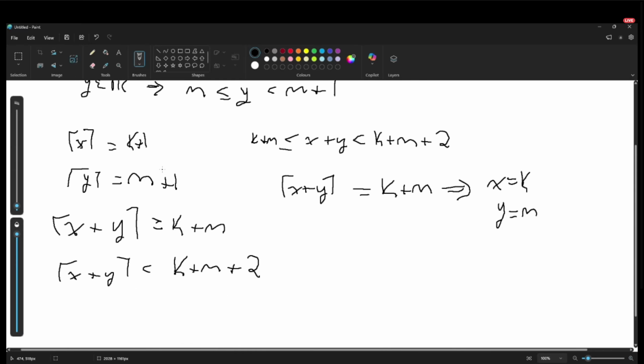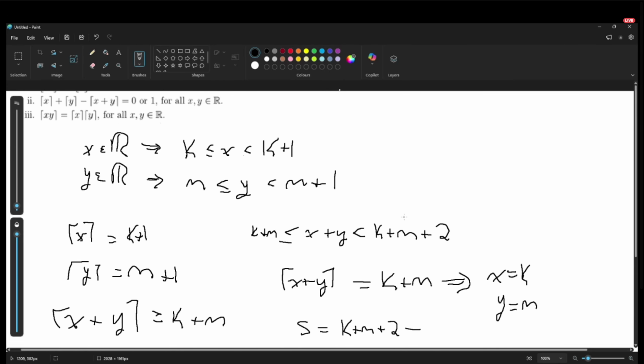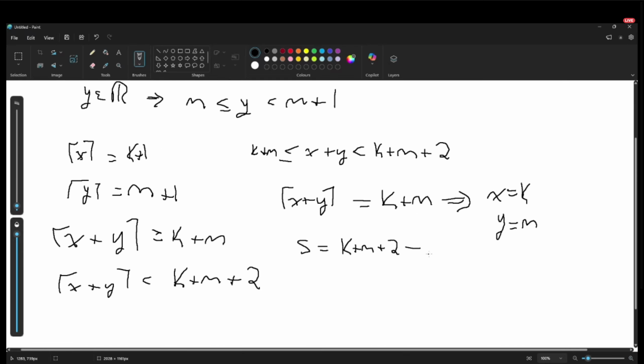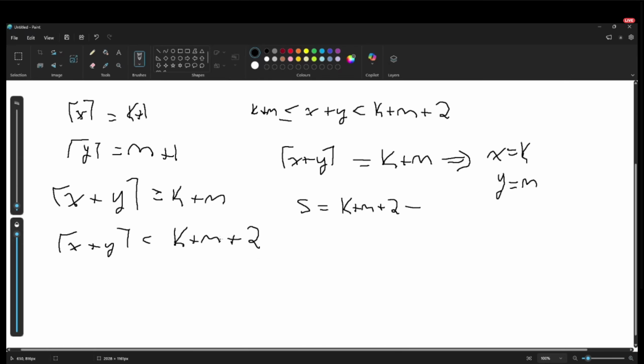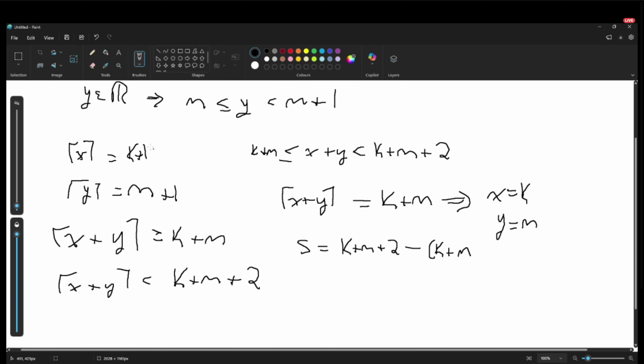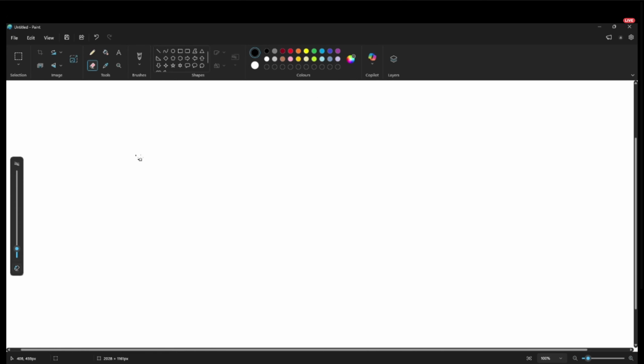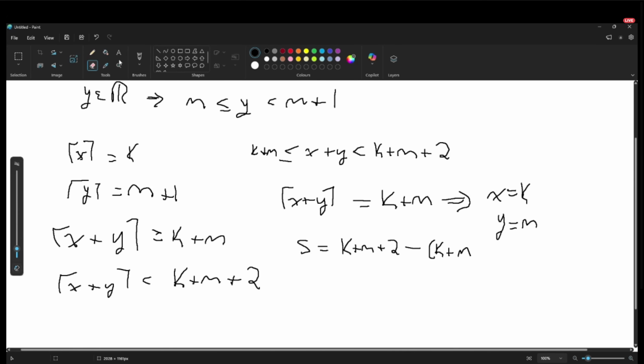So then I'm just going to write this as the equality right here. So this is simply k plus m plus 2, and then minus k plus m. Yeah, minus k plus m. Okay, so this is a good thing to watch out for. It's only equal to k plus 1 if, so I should instead write it like this.